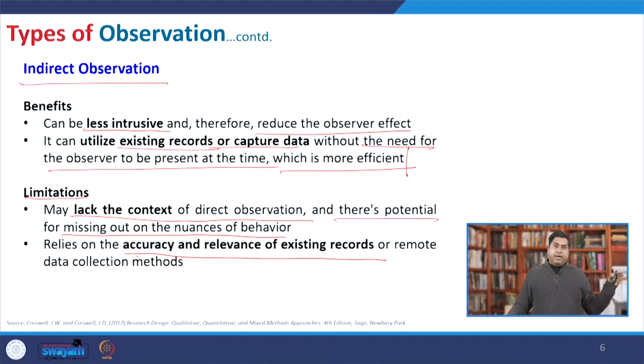So obviously direct observation has certain benefits, but it may influence the subjects, whereas with indirect observation there is a reduction in the influence of the observer on subjects, but there is a high potential to miss out certain behavioral aspects.